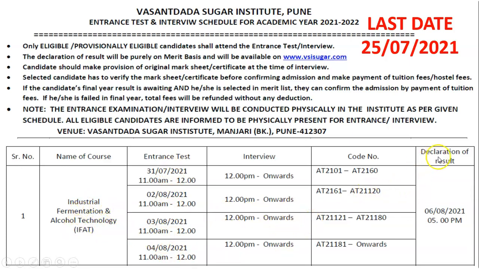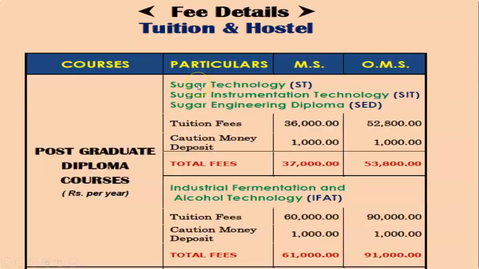And the result will be declared on the 6th of August 2021 at 5 p.m. So this is about the schedule of the entrance test. These are the points which should be kept in mind by the students.